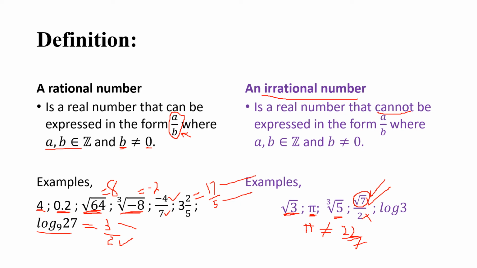Right? Moving on to log 3, we can't simplify log 3 and express it in this form, a over b, where both a and b are integers.